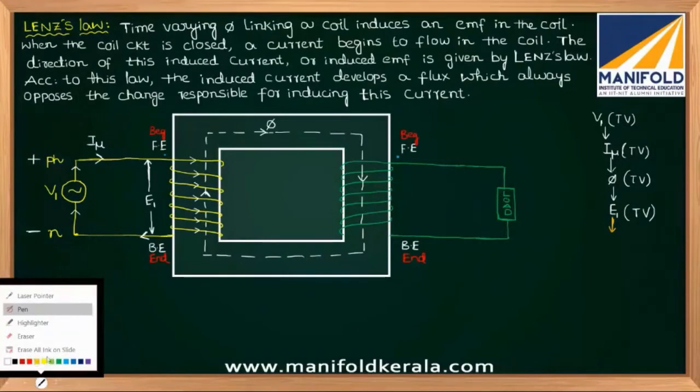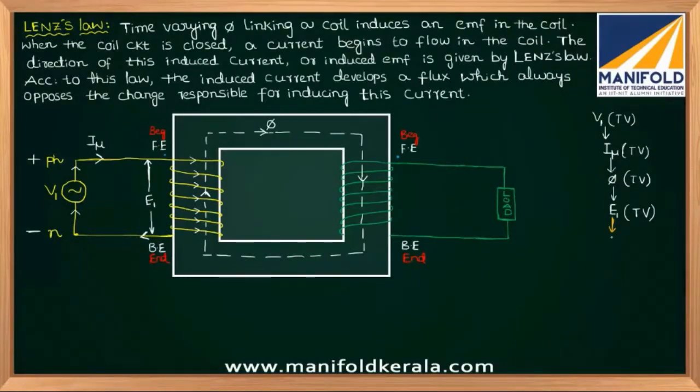So I'll call the current which is induced because of E1, let me use a different color, I'll call that current IX. IX is the current which I got due to this E1. Okay. And because of this IX, do you get flux once again? Yes or no? Tell me, guys. Because of this IX flowing in the primary side, will you get flux phi x? Yes. So that flux only you are calling phi x.